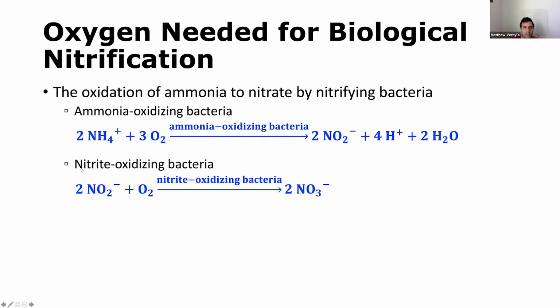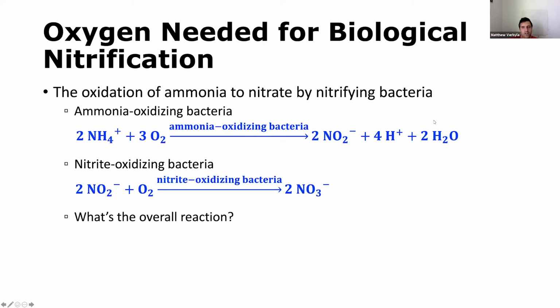We've also got nitrite oxidizing bacteria, which are working in conjunction with these ammonia oxidizers. They're taking the nitrite from this reaction and oxidizing it, 2 moles of it with 1 mole of oxygen to produce 2 moles of nitrate. All right, so both of these reactions require oxygen, and we can account for that oxygen in the same way as we've done in previous slides for the oxidation of carbon organic compounds.